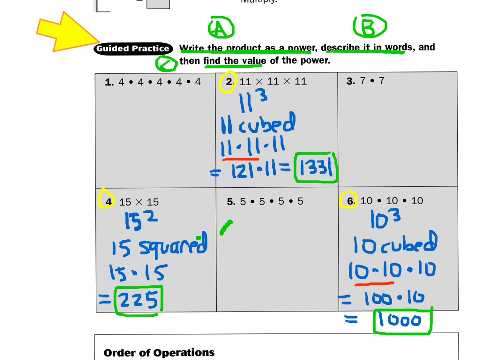And then we could write it out and solve it. So 15 times 15 would give us 225. And notice when I get my final answer, I'm boxing it in green. Take a look at number 6. 10 times 10 times 10. Well, that's 10 to the third power. Now, or I could say 10 cubed using my new vocabulary word. And then 10 times 10 times 10 would give us 1,000.